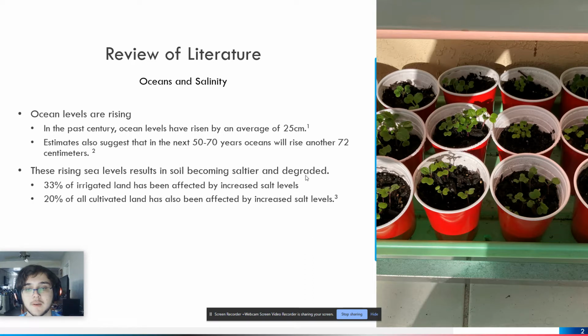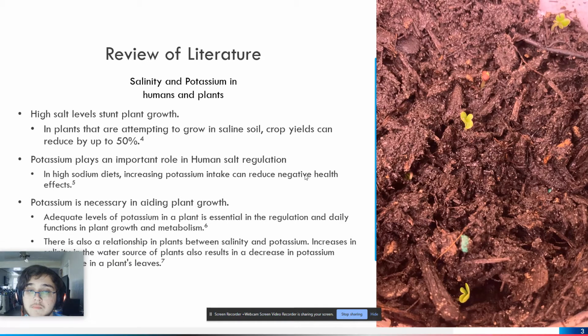These rising sea levels have big implications for the soil we use to grow our food. Already, 33% of irrigated land and 20% of all cultivated land have been degraded and affected by high salt levels. To further review some literature, high salt levels stunt plant growth. It's important to note that in plants trying to grow in highly saline soil, crop yields could be reduced by up to 50%.